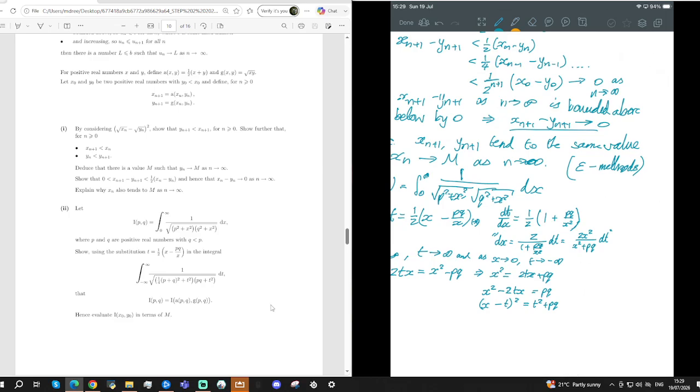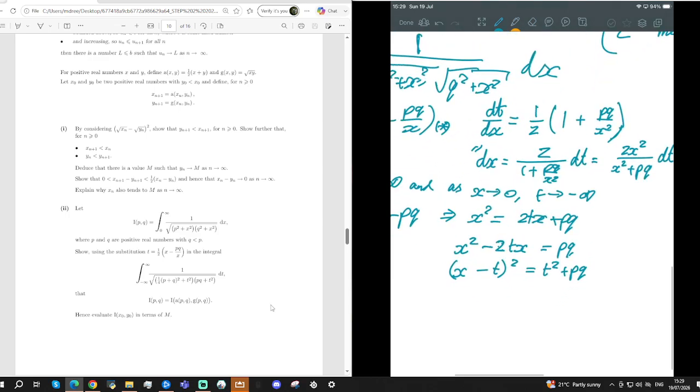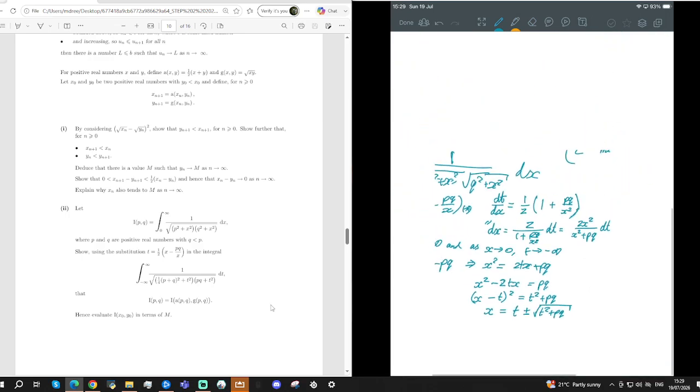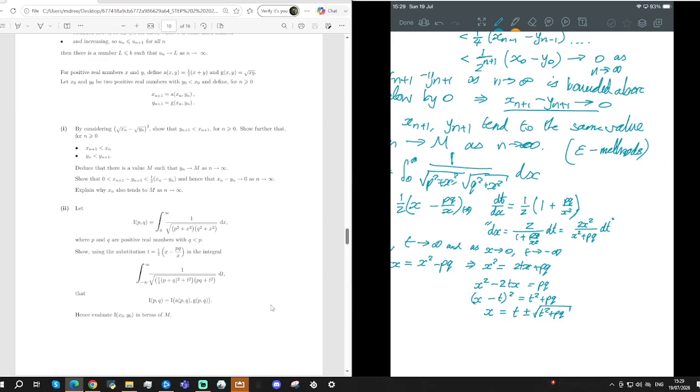So this does tell me what x equals. It's really unpleasant. x would equal, and unfortunately it does have a plus or minus in it, t plus or minus the square root of t squared plus pq. And if I do square this, because I'm substituting in an x squared, it's going to get even worse.